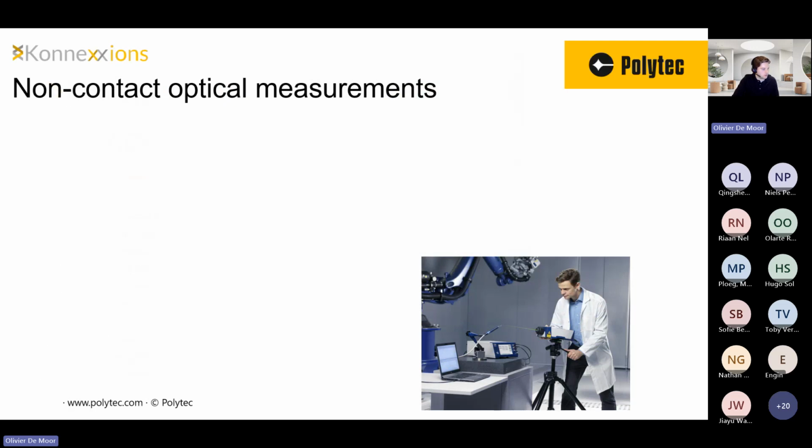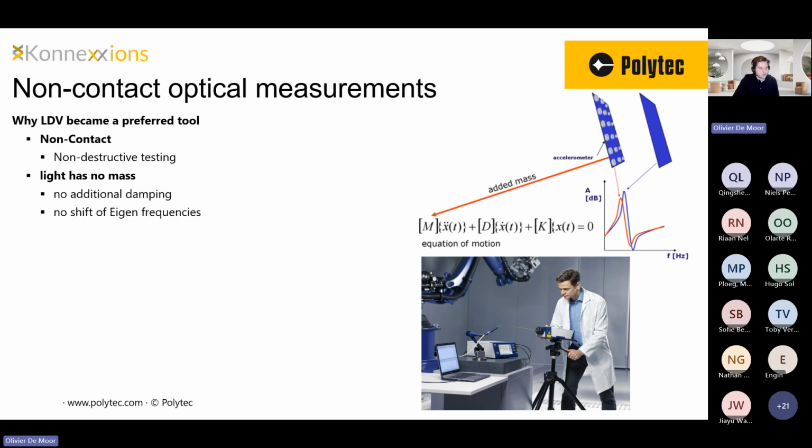So why did laser vibrometry become such a preferred tool? First, it's a non-contact method, so it's a non-destructive method of measuring vibrations. It also has no mass, so you don't change anything to the dynamics of your structure, and there's no additional damping or shift in eigenfrequencies.